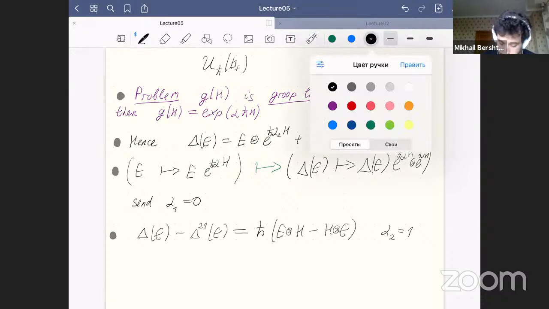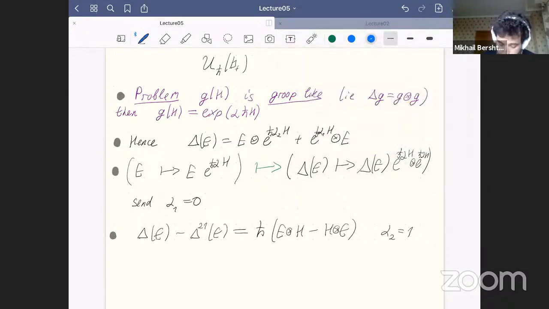So finally we get, let me write with some other color. Finally we get delta of E is equal to E times... okay. We have quantized the B plus, and everything was more or less straightforward. There's no essential difficulty.